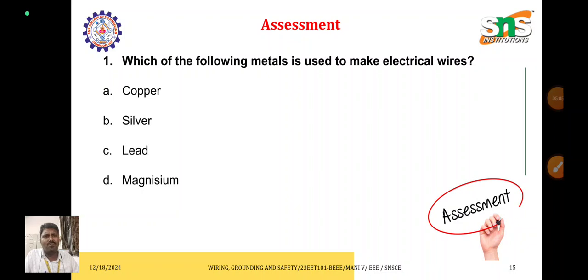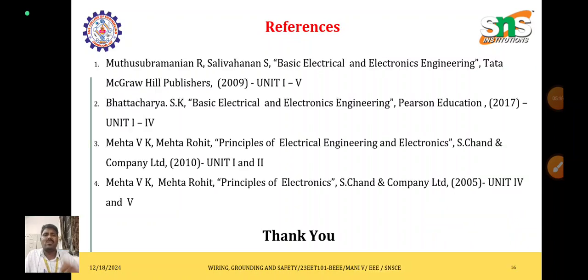And this is an assessment. Which of the following metals is used to make electrical wire: copper, silver, lead or magnesium? Put your answer in the comment section, and these are a few references.